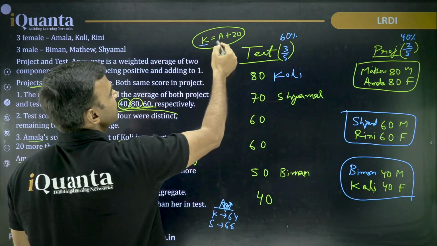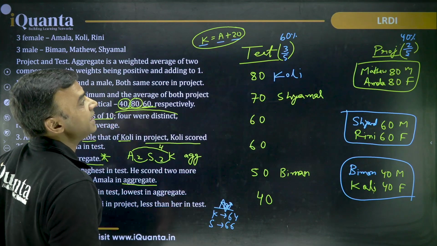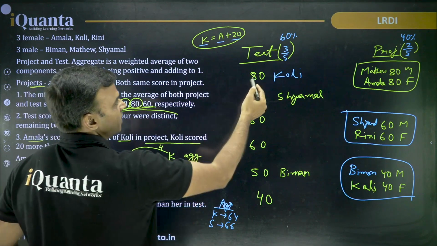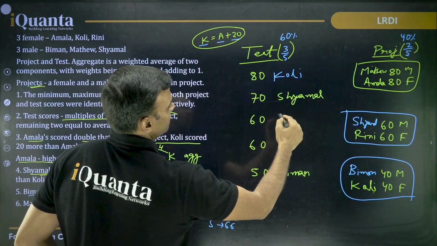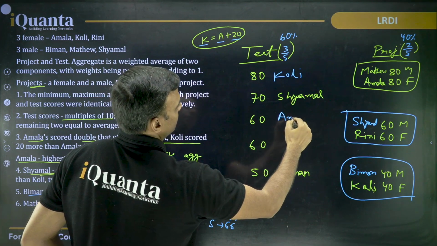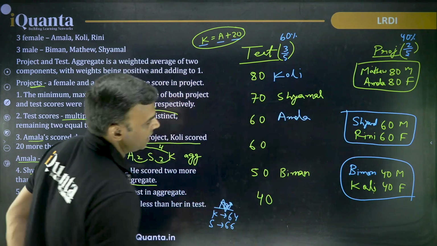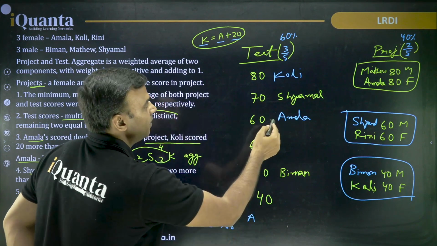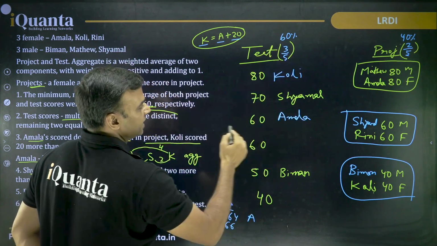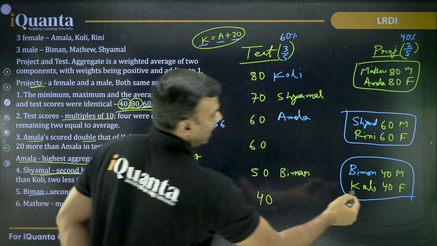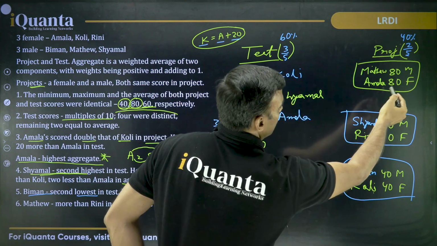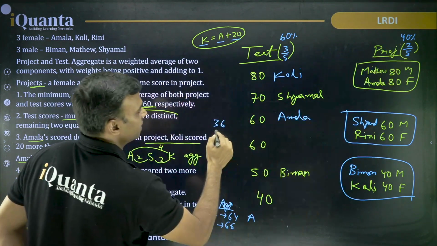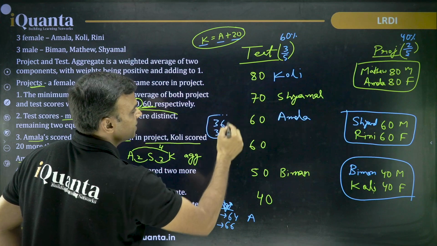Yes. Kohli is A plus 20. So Amla's score in test has to be 80 minus 20. That is 60. Fantastic. So Amla is here. Nice. Very good. Let's calculate the aggregate score of Amla. Can we do that? 60% of 60, that is 36. And Amla is here, 40% of 80, that is 32. How much is that? 68.